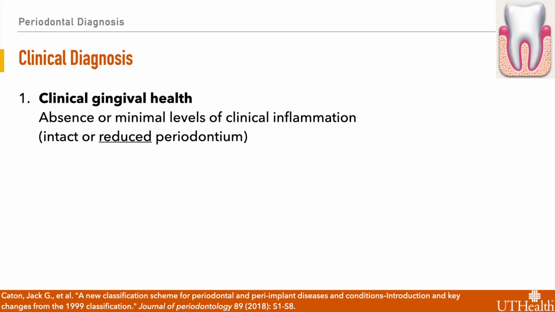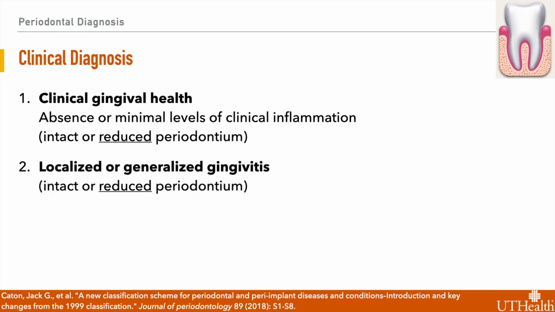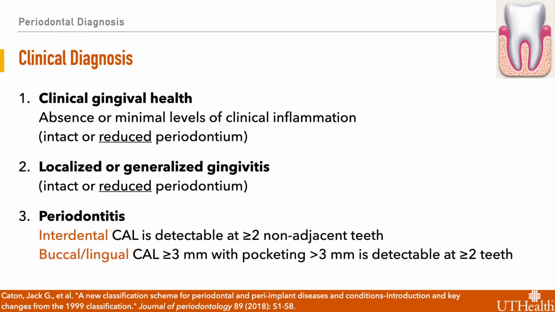either intact or reduced periodontium. Secondly, when the inflammation progresses, then it becomes localized or generalized gingivitis. It could be on either intact or reduced periodontium. The third most common clinical diagnosis is periodontitis.